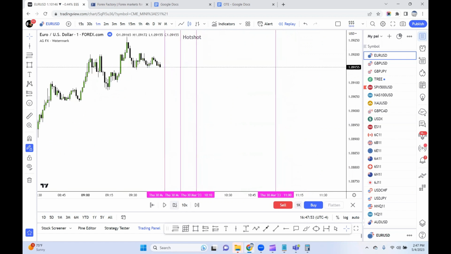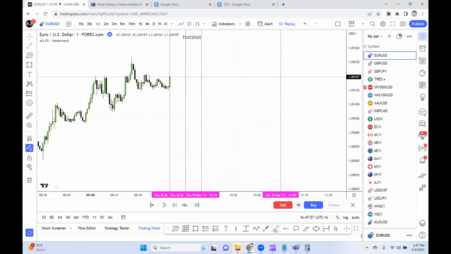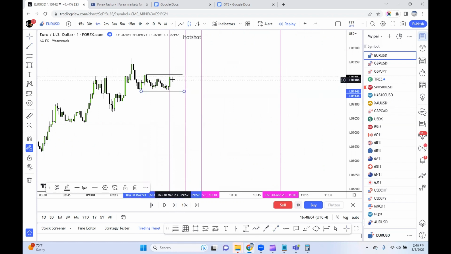All right, let's see right here, 9:50. Let's look for some liquidity. Got liquidity right here. We got a bunch of liquidity right here. For some reason, I have a feeling it's going to take out this side, then target this side, or it'll take out this side, target that side. We'll see what happens.